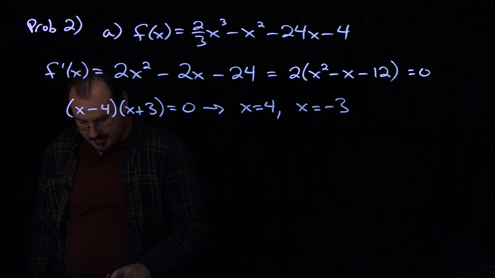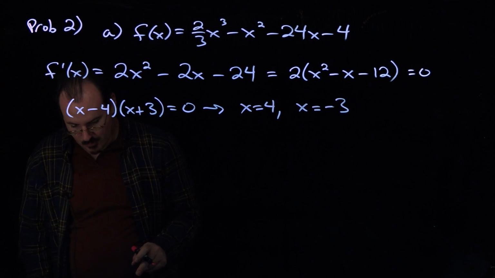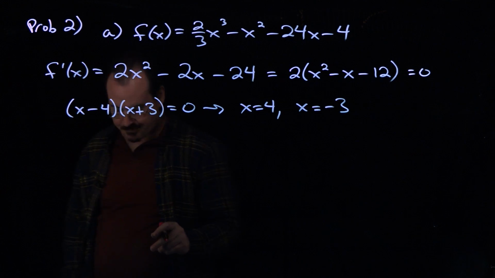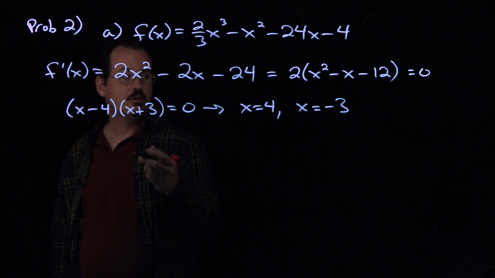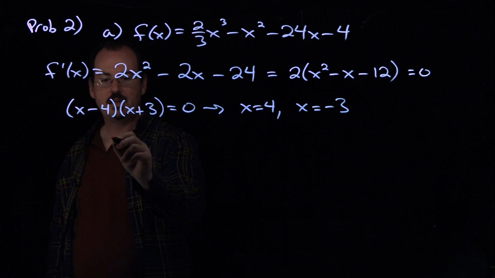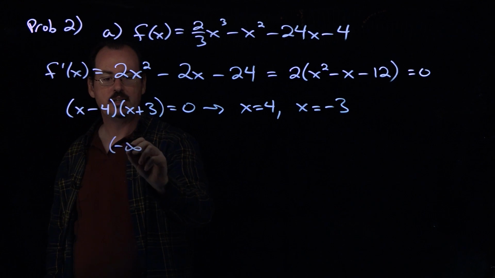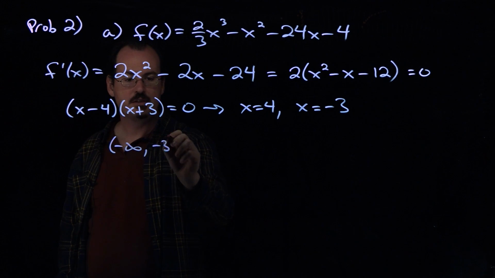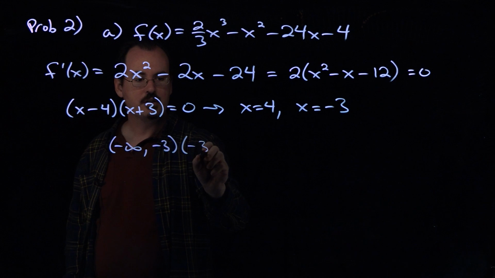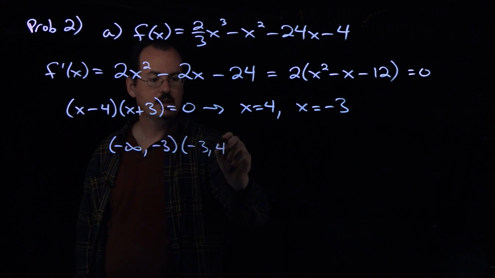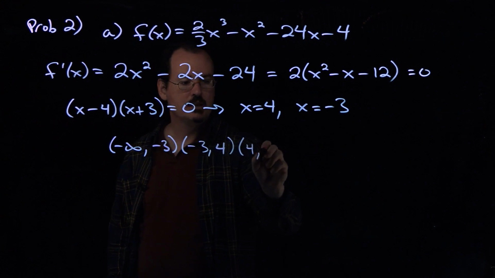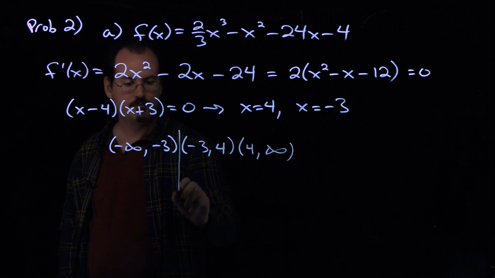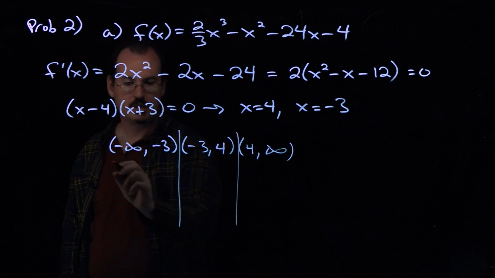Okay, and then it says find the open intervals where the function is increasing and decreasing. That's parts B and C. So to do that, remember we set up our table. We get minus infinity up to the smaller of the two critical numbers, so minus 3. Then we go from that critical number to the next one, 4, and then from that critical number to infinity. So we get these 3 intervals, make our table.